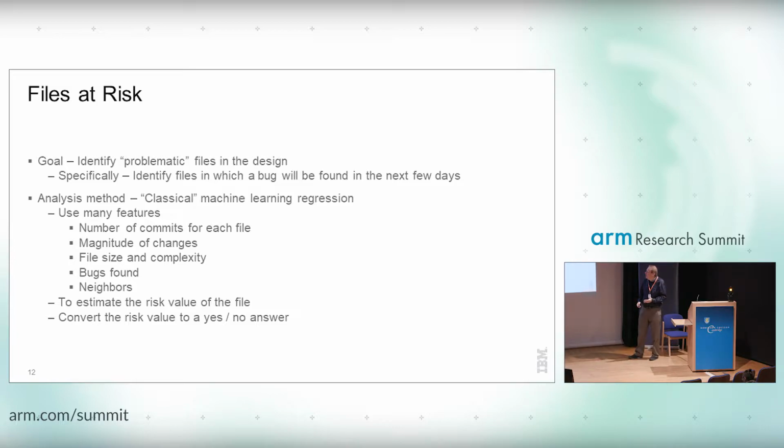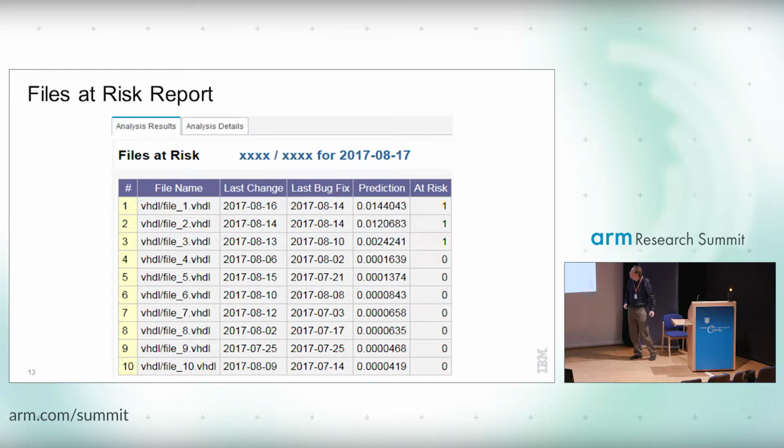We give some estimate of risk to the file, and we also determine the threshold above which we say, yes, you're going to find a bug, or no, you're not going to find one. And we do that to get this kind of report. Here, unfortunately, I have to mask the names of the files because they may reveal some secrets. But we see that we have 3 files that we consider at risk, and the rest of the files in the unit, and there are actually many more than 10, are not at risk.